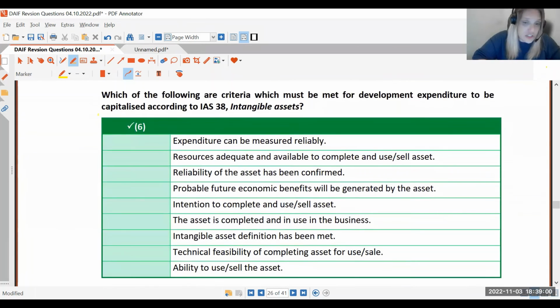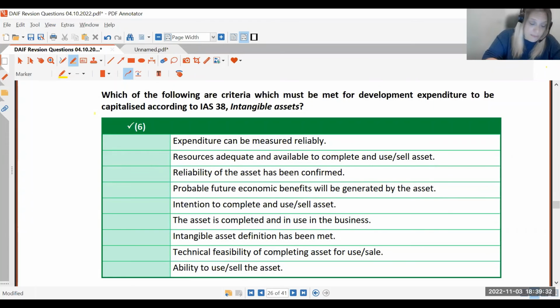And the next task. Which of the following are criteria that must be met for the development expenditure to be capitalised according to IAS 38 intangible assets? So hopefully you have come across the PIRATE criteria. If you haven't, I suggest you have a look for it, because that will give you the answer to this task. It is really important to learn this criteria. It's highly examinable. It's likely to come up in your exam.